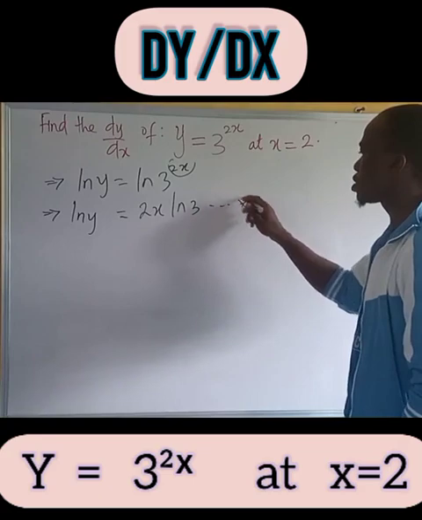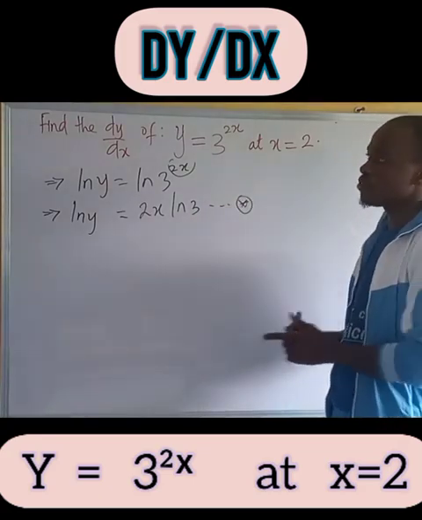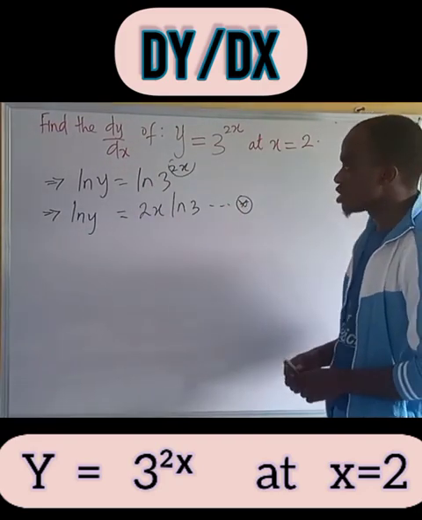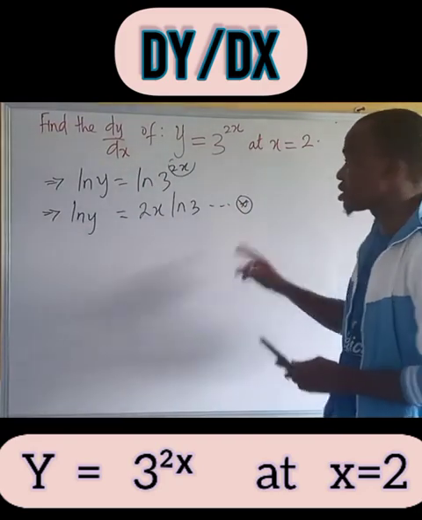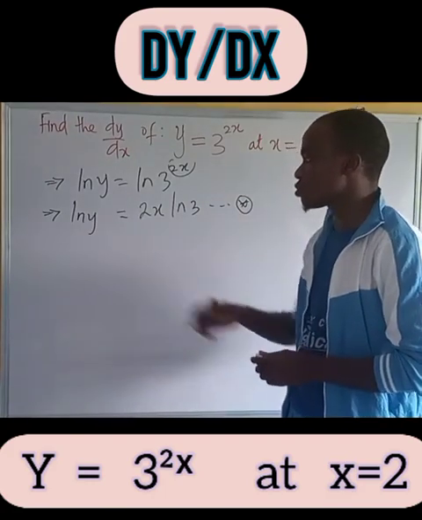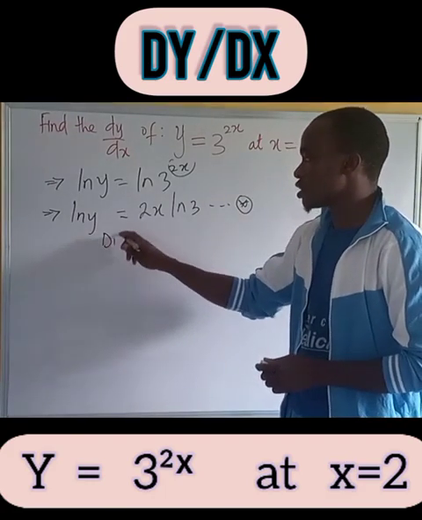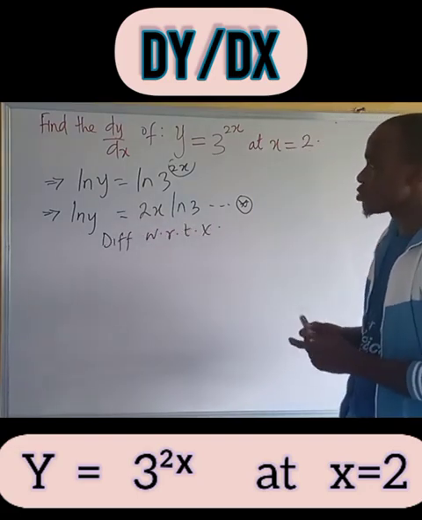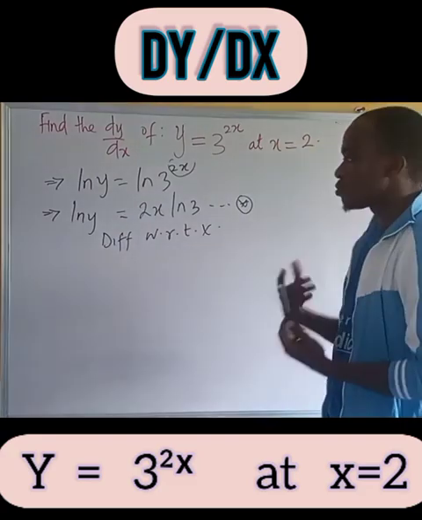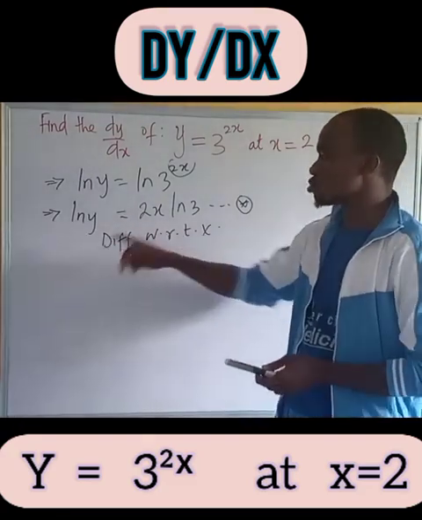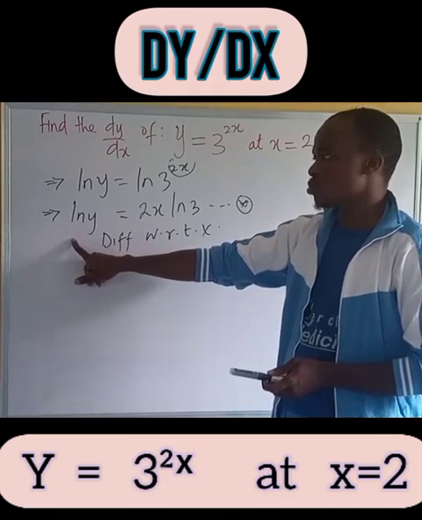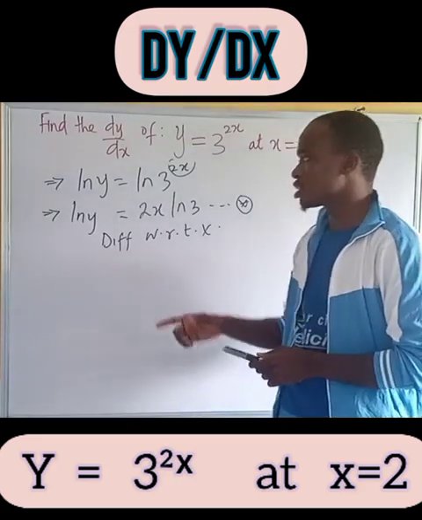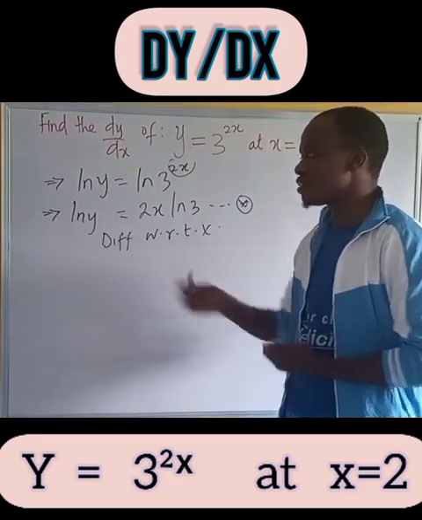Don't forget that we are looking for the derivative of y with respect to x. So now we differentiate this equation star with respect to x. We need to differentiate this one with respect to x, but don't forget that this is a function of y, and that takes us to implicit differentiation.